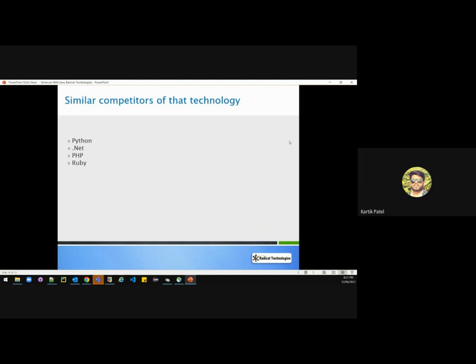Similar competitors in the technology: if I talk about Java, we have got Python in the market as well. We have got .NET, PHP, and Ruby. Python and .NET are used by many companies. PHP is used by a very small fraction of companies. Ruby is used if you have a specific requirement where clients want the team to develop something in Ruby. But the major go-to programming languages are Java, Python, and .NET.